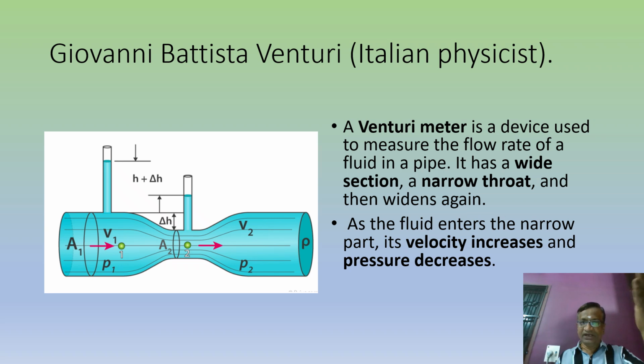It was Bernoulli first. Then the Italian physicist Venturi created a Venturi meter. He told the same thing only. He devised a way to measure the flow rate of the fluid: a wide section, a narrow throat, and then it widens again. This is called a Venturi meter. He said this device can be used to measure the flow rate across the tube.